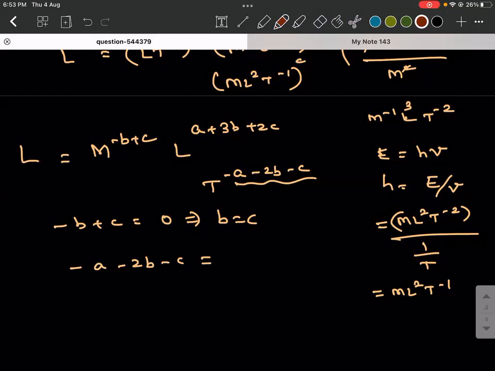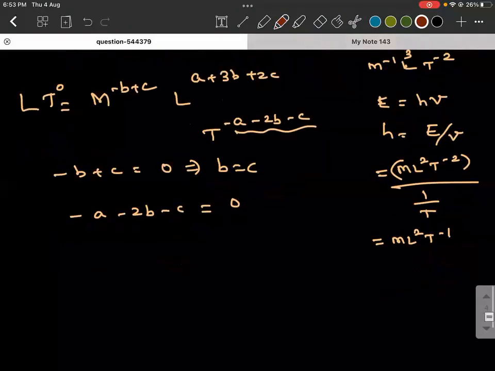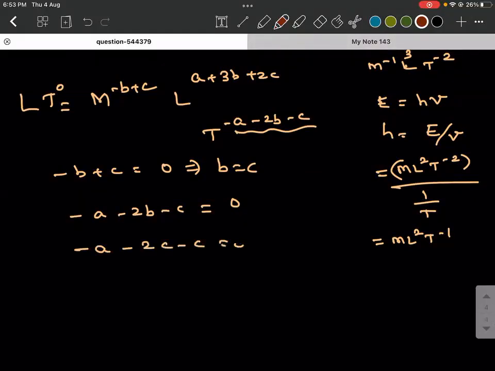Similarly, T's power is minus a minus 2b minus c. What is the power on the left hand side? T is not there, so what should you write? T power 0. Anything power 0 is 1. So that is also 0. So minus a minus 2b minus c is 0, with b equal to c, so minus a is 3c. Is that clear?